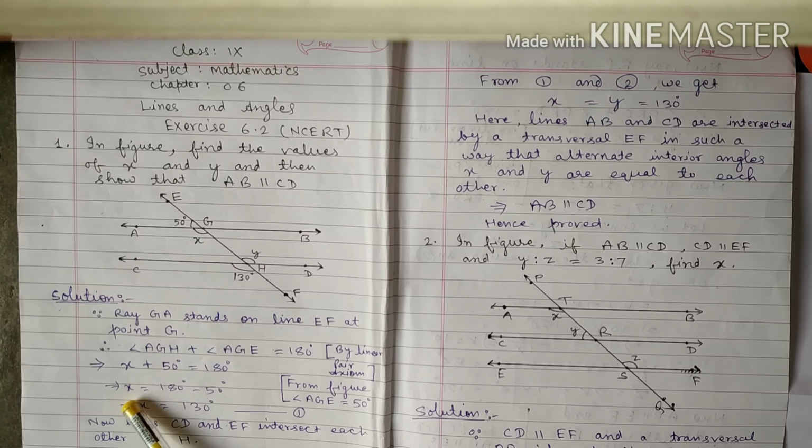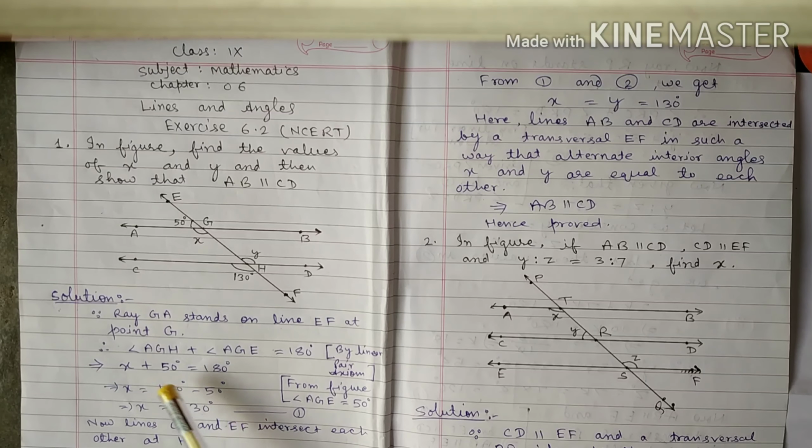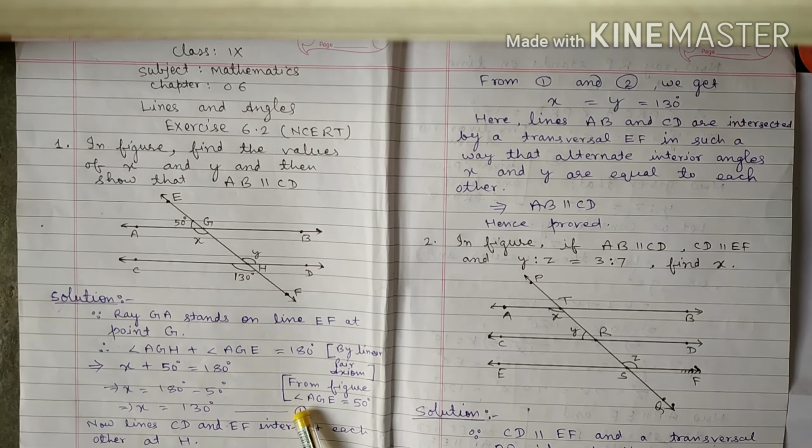This implies that x is equal to 180 degrees minus 50, transposing 50 to this side. Angle AGE is already 50, given in the figure. x is equal to 130 degrees. We consider this as equation 1.